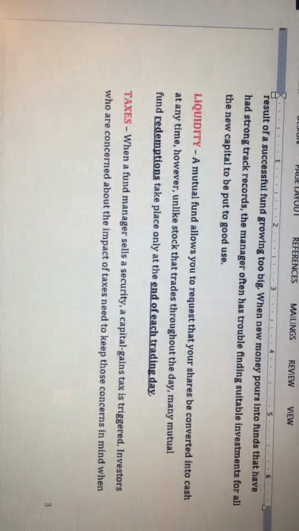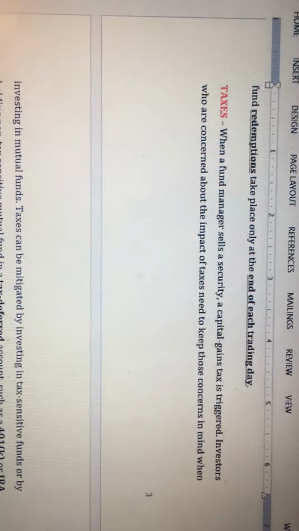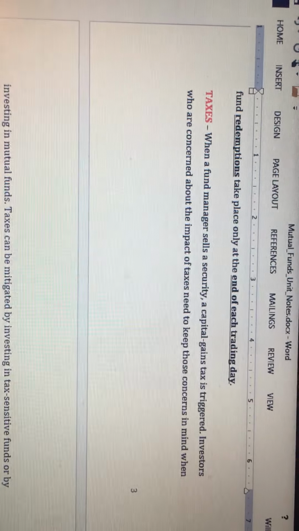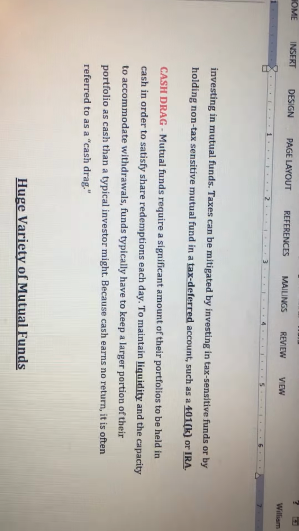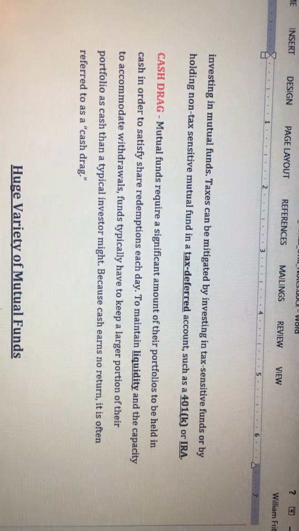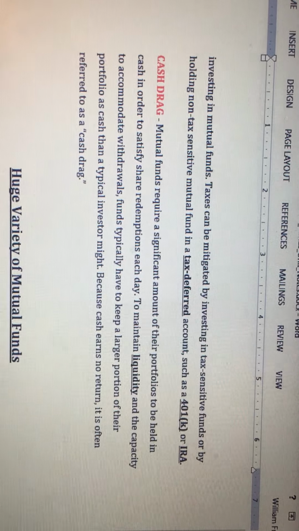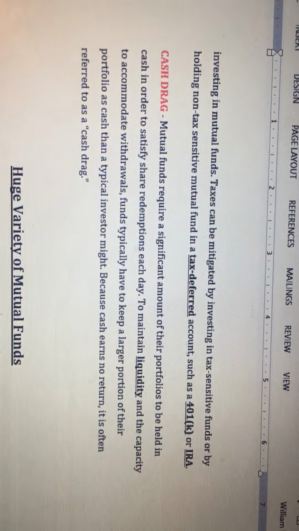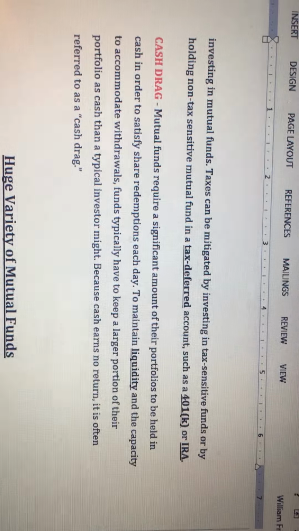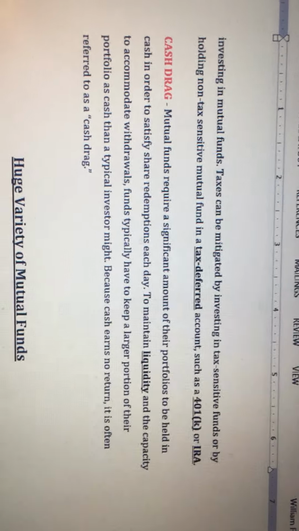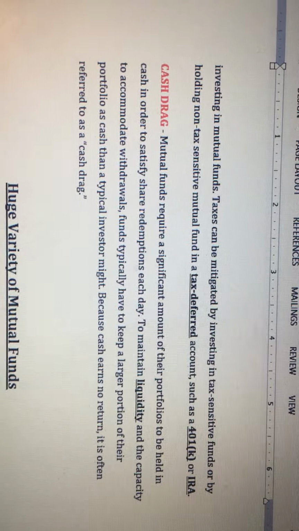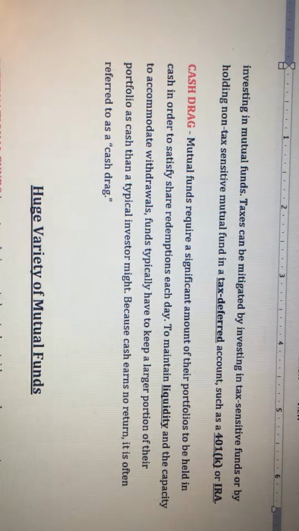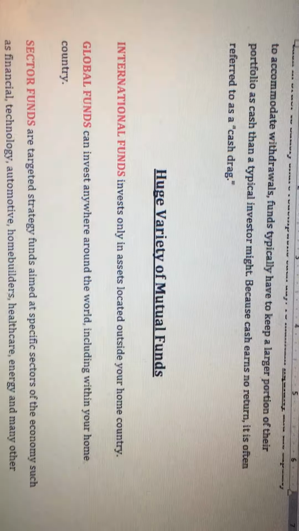All right, and then there are sometimes tax ramifications on mutual funds that you wouldn't have to pay necessarily on other types of investments. And then lastly, cash drag. Mutual funds require a significant amount of their portfolios to be held in cash in order to satisfy people that sell the fund each day. So they can't put all the money to work. They have to keep some of the money in cash so that they can pay off people who are selling shares of their fund. All right, and then I talk about the variety of mutual funds.